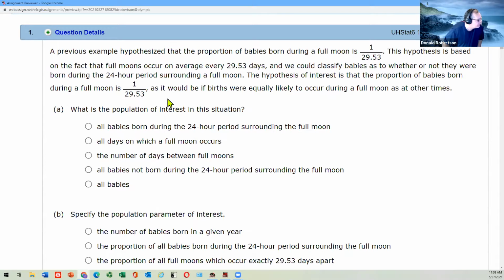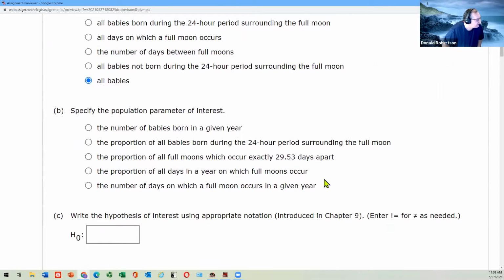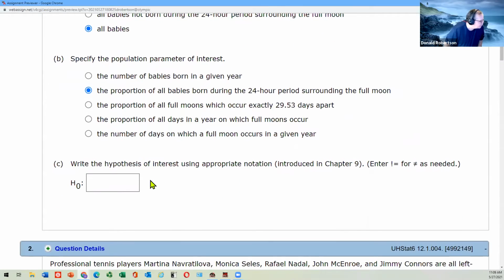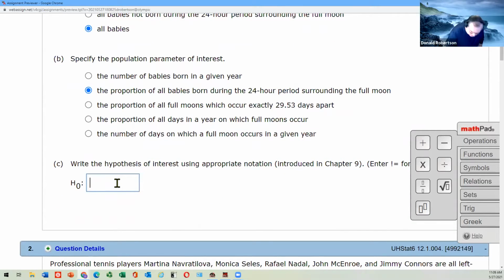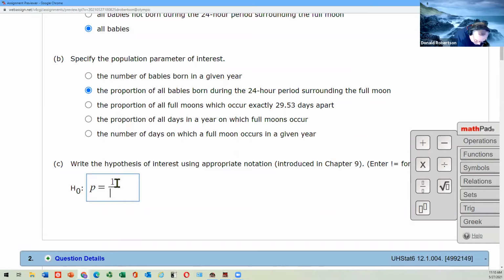And in this story, they ask you, what is the population of interest? If we read through it, we find out it's all about babies. And it says, specify the population parameter. The population parameter is the proportion of babies born during the full moon. And it says, write down what the null hypothesis would be, and it would be P equals 1 divided by 29.53.